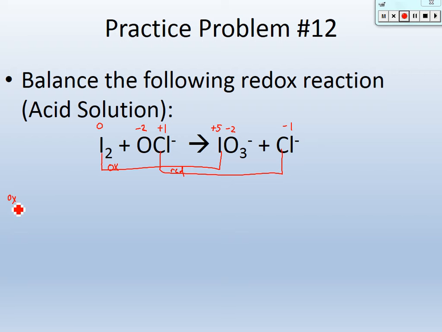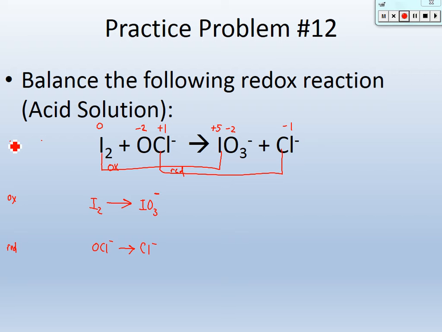For oxidation, I'm going to put I2 goes to, what does it go to, guys? Do I need to include the oxygen? Yes, I do. So we're going to put IO3. Do I need to include this charge as well? Yes. IO3 minus. Okay, now let's write the reduction half reaction. Do I need to include all of this stuff? Yes, I do. So we've got OCl minus goes to what? Cl minus. Okay. Step 1 is now done.